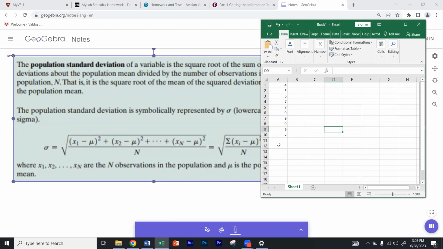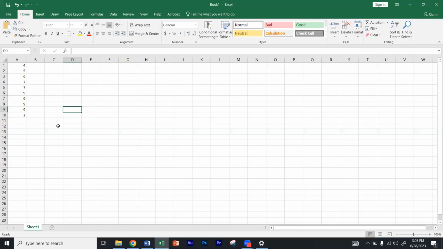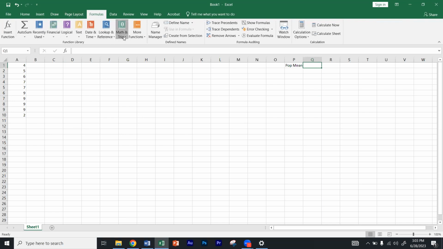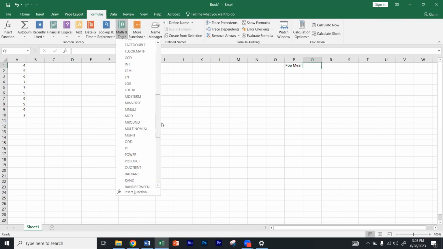Well, one way to do it is I'm going to go to Excel and find the population mean here. It's somewhere here. Let's find it. Formulas, math and trig. And there should be a mean somewhere. Average, arithmetic mean, I think.